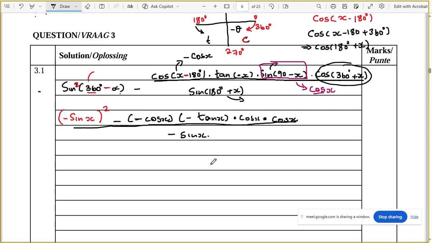Okay, let's work this thing out. Now, remember, if I have minus a squared, it's just a squared. So this will be the sine squared. So this is just sine squared x. And then these two negatives, they will cancel. Negative and a negative, they will cancel. And then this negative will cancel which one?